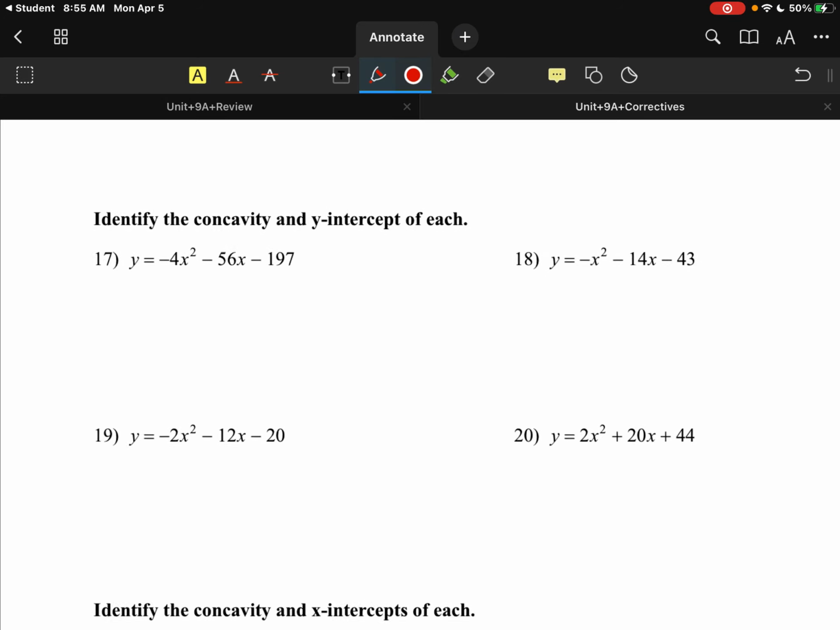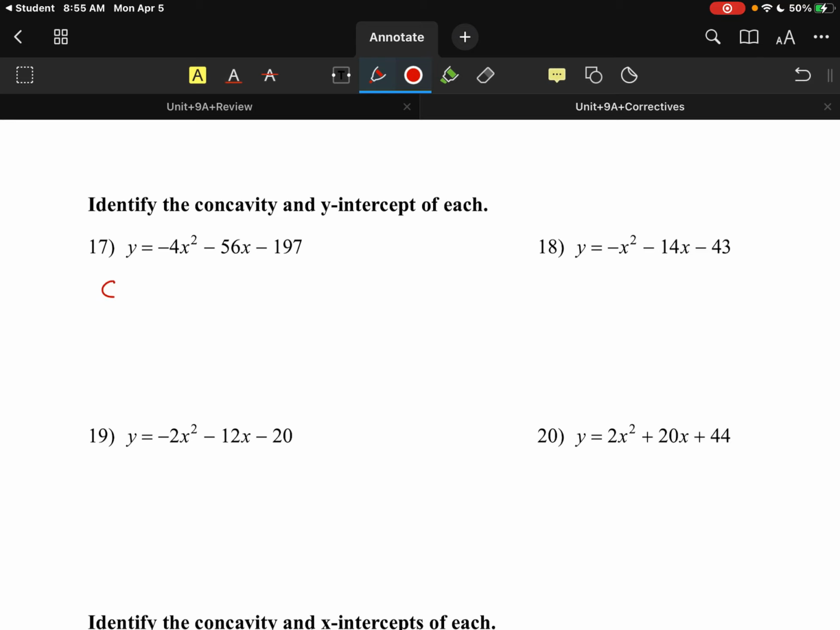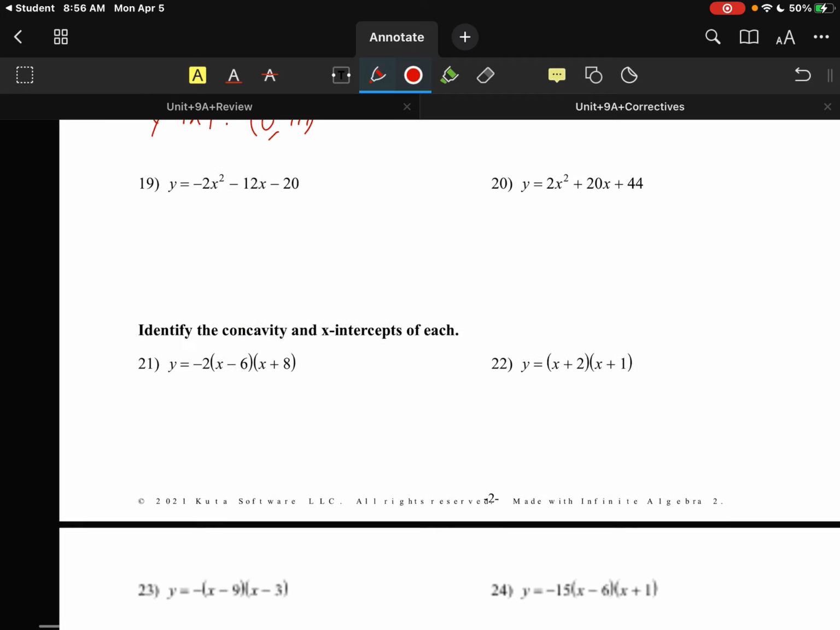These are all in standard form, so we can find the concavity and the y-intercept. So this is concave. Remember, you look at the first number. If there's a negative, it's down. If there's nothing there, it's up. So that one's down. And then here's your y-intercept. So y-intercept, and it's an ordered pair. Always 0 goes first. Negative 197. Okay. Please write it as an ordered pair. Your answer key does not have it as an ordered pair, just write it as an ordered pair.